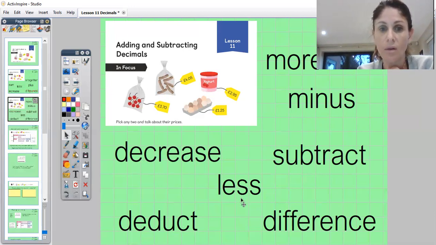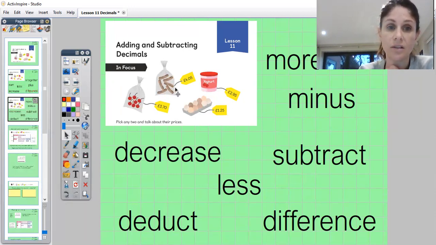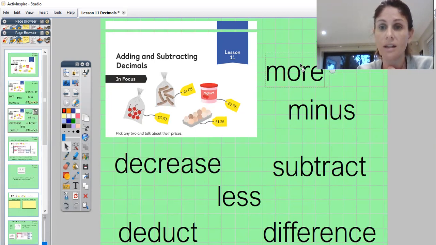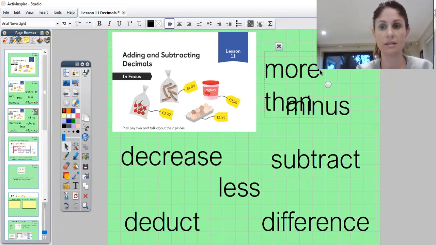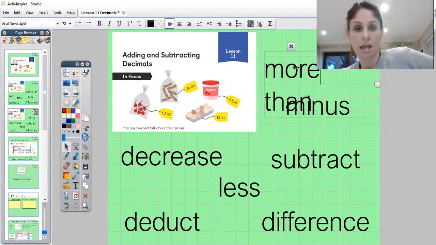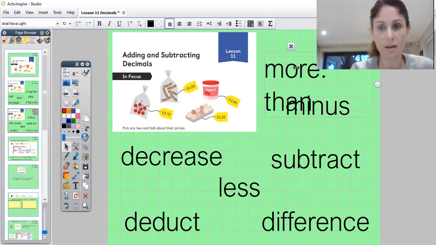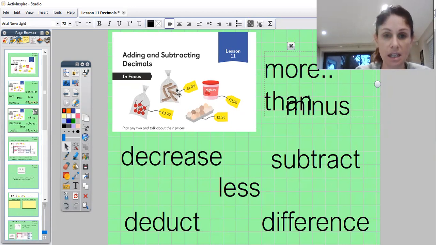How much less is the cost of the eggs than the cost of the sausages? All right, subtract, minus is very similar. That one I should really be saying more than. So how much more is, so more and then than, how much more is the cost of the sausages than the yogurt? How much more than the sausages is the cost of the yogurt?